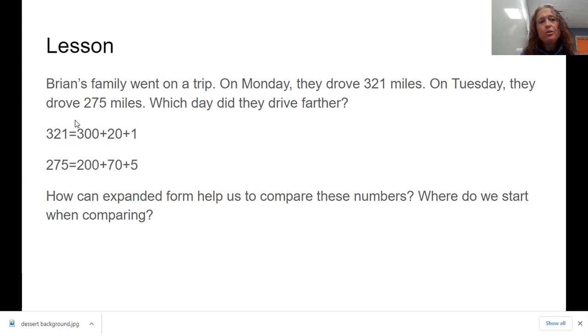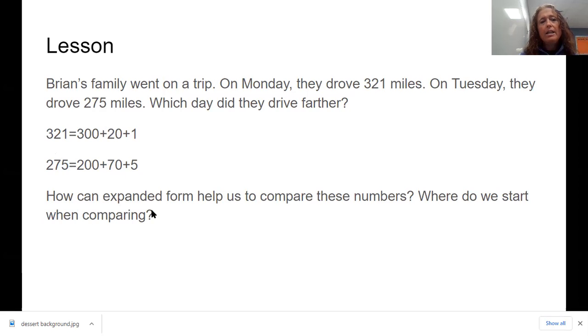Then on Tuesday, they drove 275 miles. I put the number 275 here, and that equals 200 in the hundreds place, 70 in the tens place, and 5 in the ones place. Again, the 2 in the hundreds place means 200. The 7 in the tens place means 70, and the 5 in the ones place means 5.